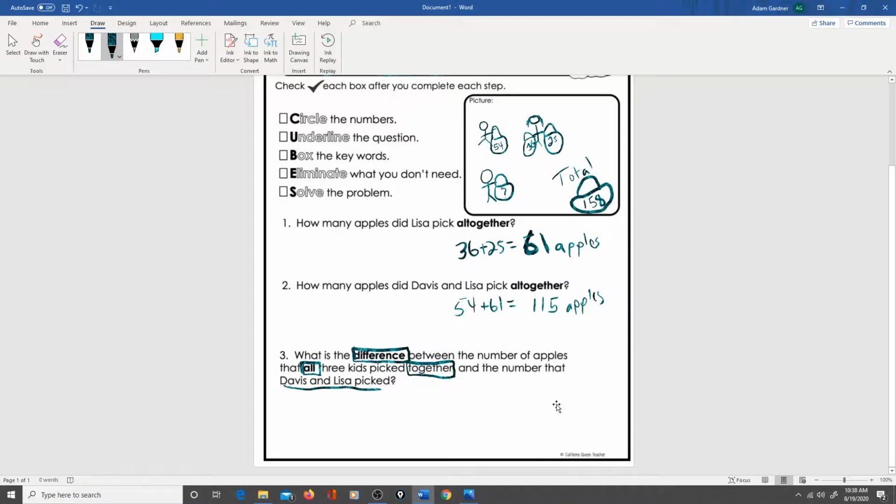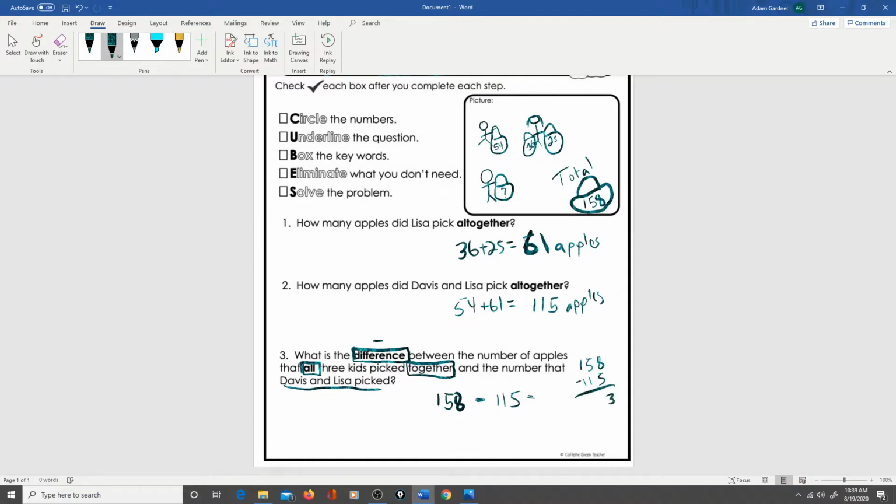We want to know the number all together, the number that Davis and Lisa pick. Well, we figured out Davis and Lisa right here. So then we want to use the information we know. Total is 158, and what they picked is 115. And we just have to think about what this word difference means. Well, we know difference means to subtract. So I have to subtract these two things. And that's going to give me my total. So I've got 158, and I'm taking away 115.